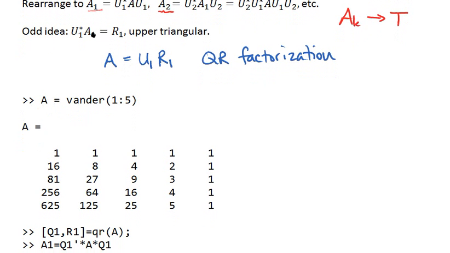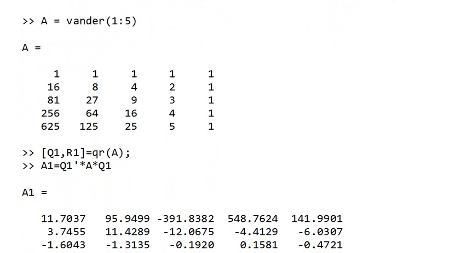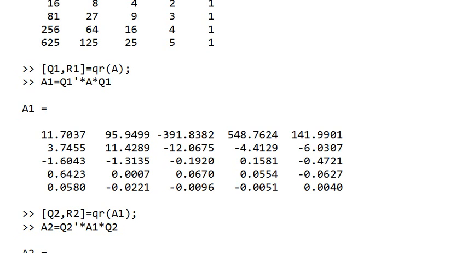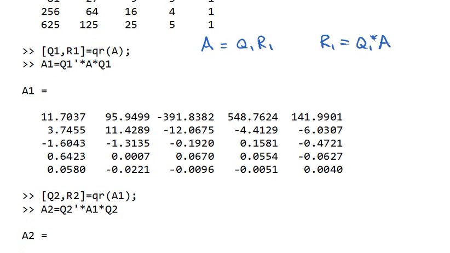So what we'll do is, here's a matrix that we want to find the eigenvalues of. It's a Vandermonde matrix. Well, we'll take the QR factorization of that matrix, so A is equal to Q1 R1. So that means R1 is equal to Q1 star A. So Q1 star A should be upper triangular. But then we multiply by Q1 again, and we get A1.